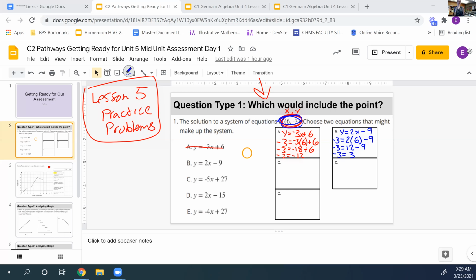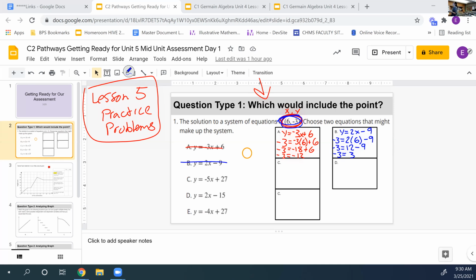Nice job. Thank you, Melissa. -3 is equal to +3. It's not. Very good. Nice job, Destiny, Melissa, and Matthias. Very good. I like it. So this guy is not going to be in our system either because it's not true.